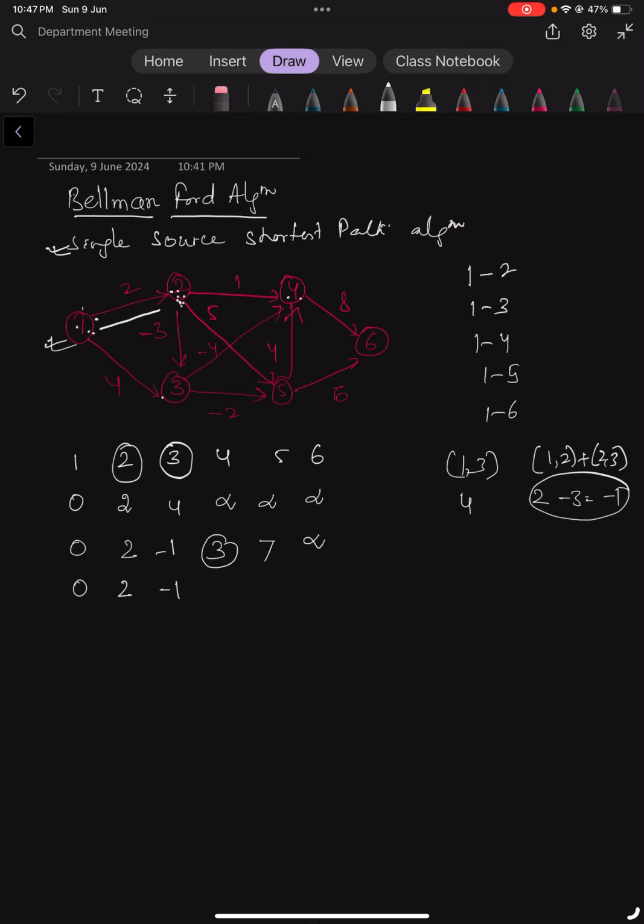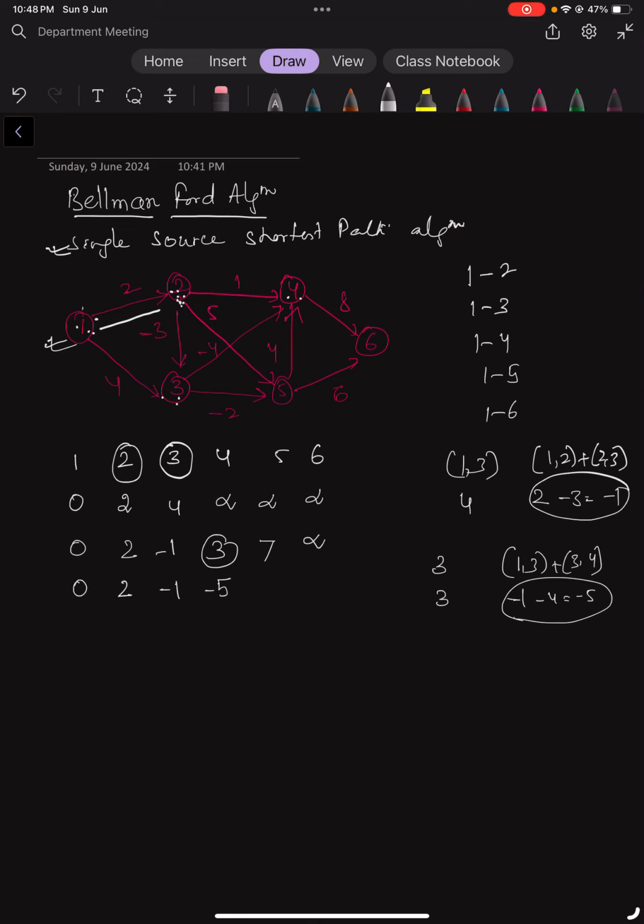But after considering this 3, do we have the minimum distance? We had to check that. So how do we check that? Earlier the distance was 3. And now after considering this, that is 1 to 3 plus 3 to 4. 1 to 3 is minus 1, and this is minus 4. This is minus 5. So earlier it was 3 and now it is minus 5. So what will we be considering? The minimum distance. So minus 5 we will be considering.